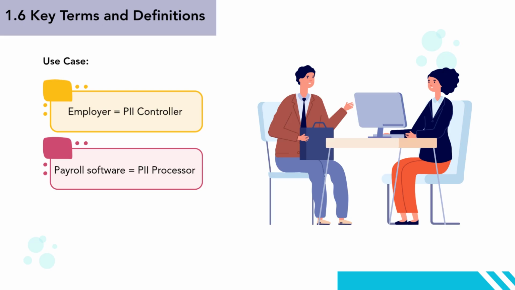This distinction is critical for compliance because controllers have primary responsibility for lawful data processing and protecting employee rights, while processors must implement security measures and only process data as directed. Understanding these roles helps organizations allocate privacy responsibilities correctly, establish proper contracts, and ensure both parties meet their obligations under regulations like GDPR.